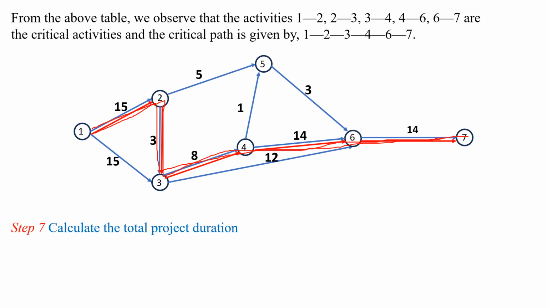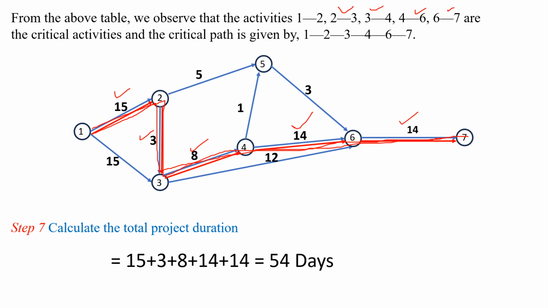And next finally I have to calculate the total project duration. Total project duration will give the time duration for the critical activities. The time duration for critical 1 to 2 is 15 and 2 to 3 it is 3 and 3 to 4 it is 8 and 4 to 6 it is 14 and 6 to 7 it is 14. Then the total project duration will become the summation of 15 plus 3 plus 8 plus 14 plus 14. It will come 54 days.